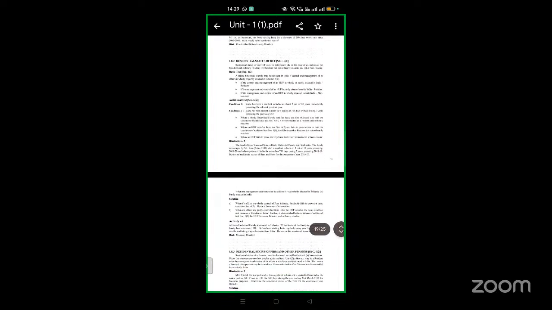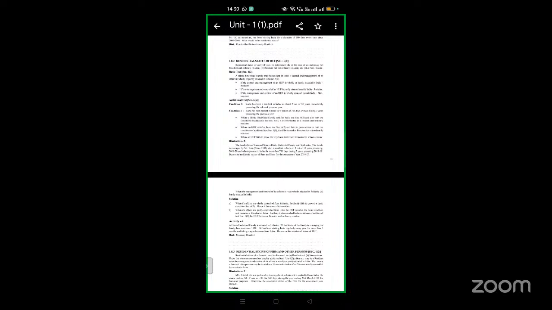The next topic is residential status of HUF. So here the residential status of HUF is determined as in the case of an individual, like resident and ordinary resident. But here we take how the business is carried out. HUF means it's a family business, and the head of the family will act as a karta who will look after all the activities of the business. Karta is treated as the owner of the business.